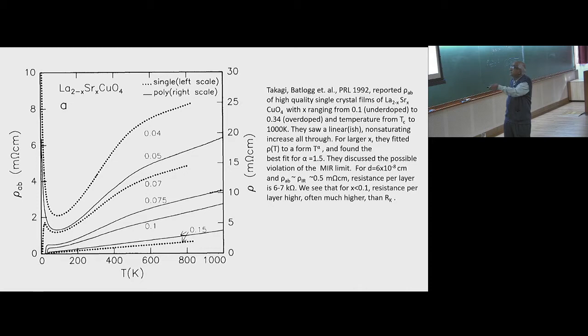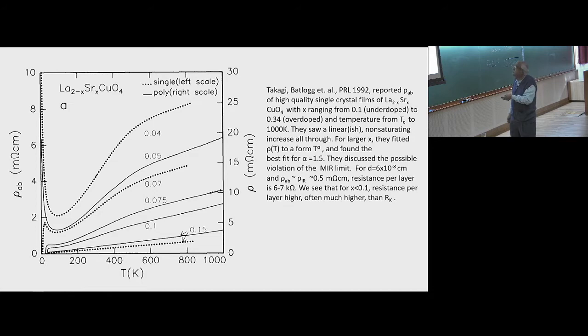And the linear part seems to keep growing. And in this figure, the Joffe-Regel limit is not shown, but the Joffe-Regel limit is somewhere here. So this implies that the resistivity keeps growing linearly well beyond the quantum limit of its value.